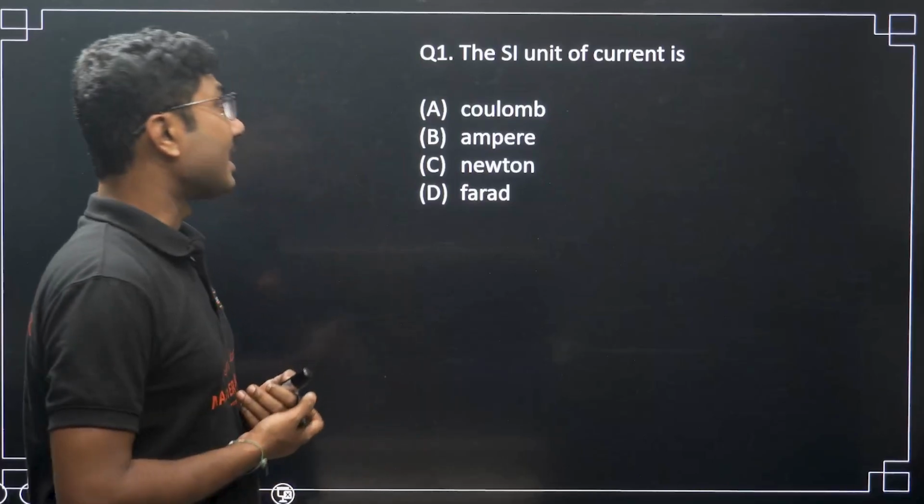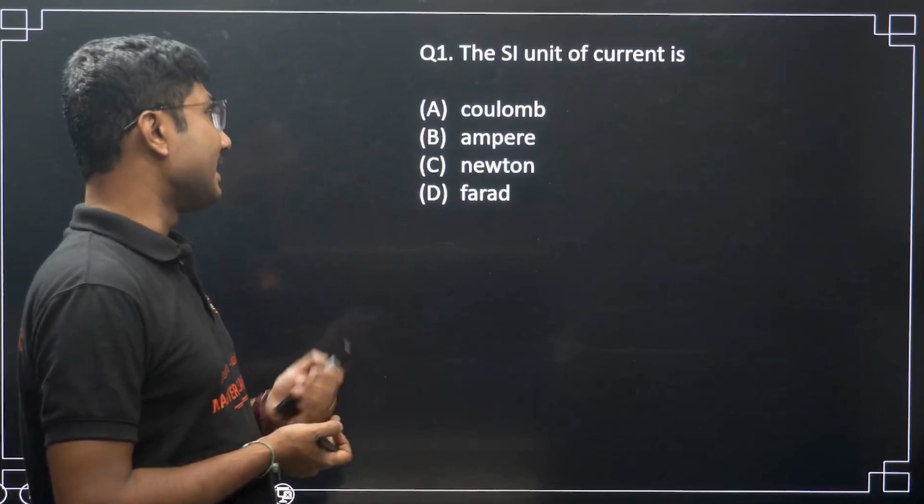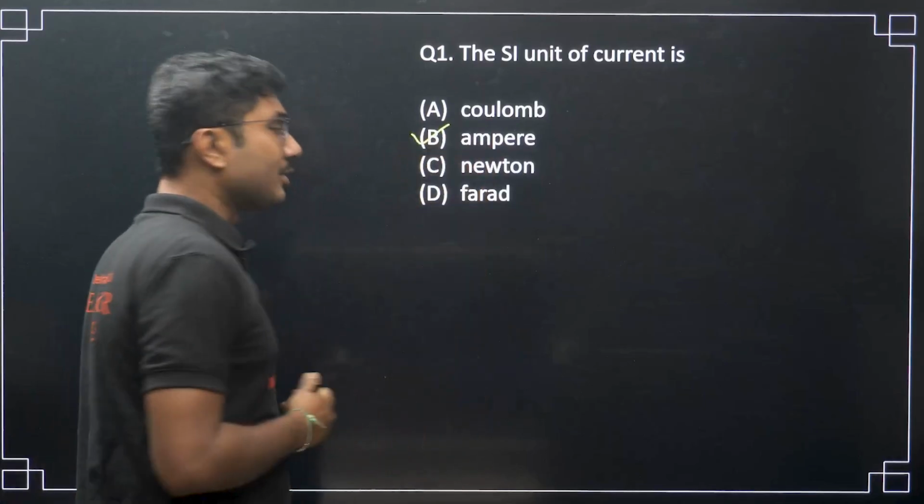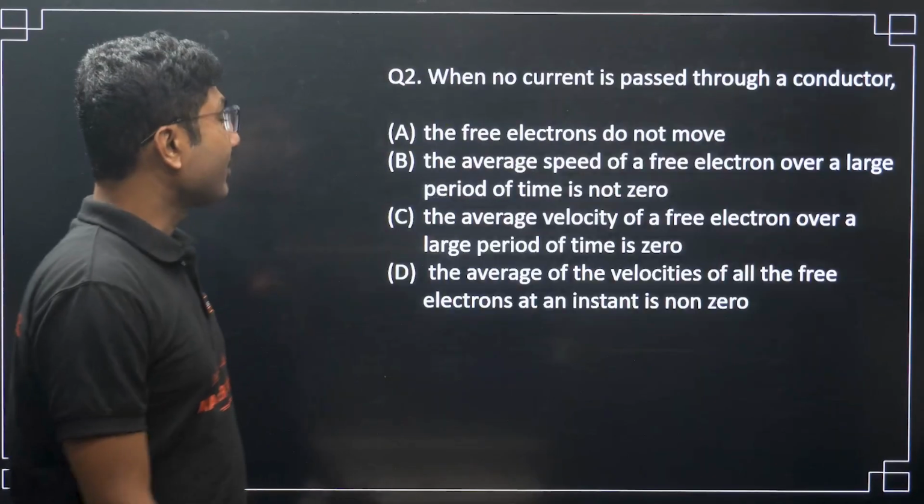Now let's start. The SI unit of current is, obviously, ampere, not coulomb, not Newton, not farad. Now next question.